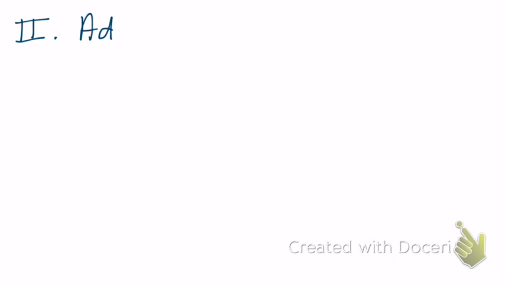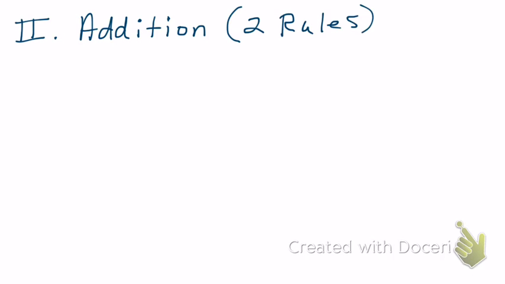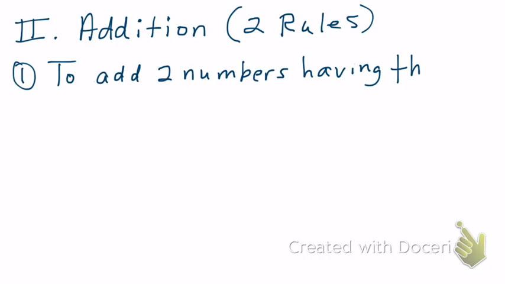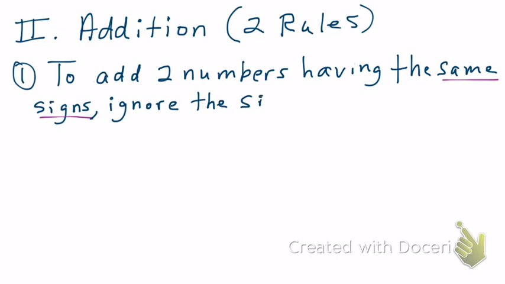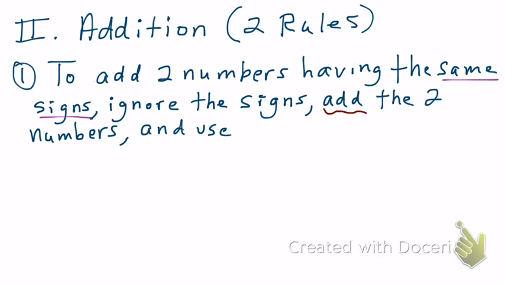Alright, let's move on to addition. Now addition's a little bit more complicated. There's two rules again. The first rule, to add two numbers having the same signs, we're going to ignore the signs, we're going to add the two numbers, and we're going to use the sign of the two numbers.